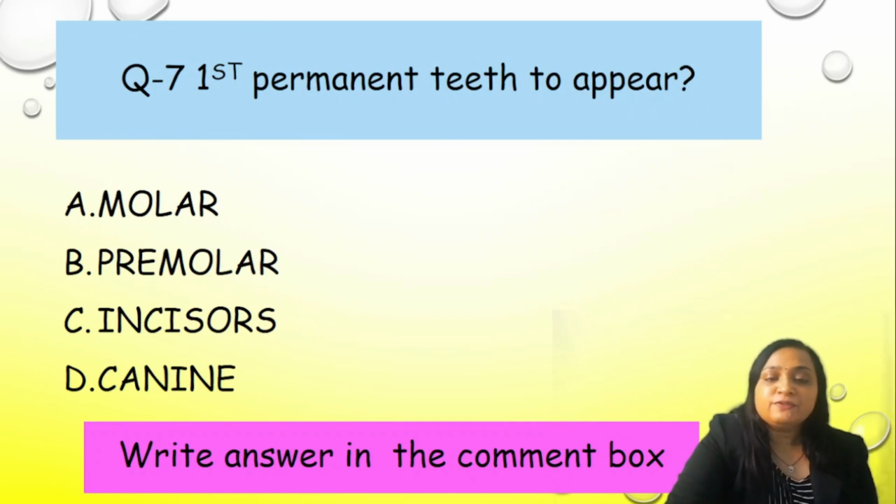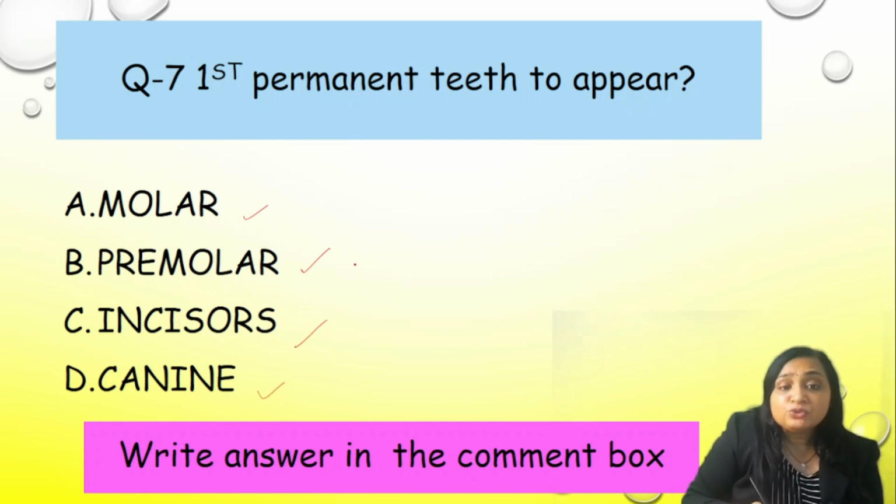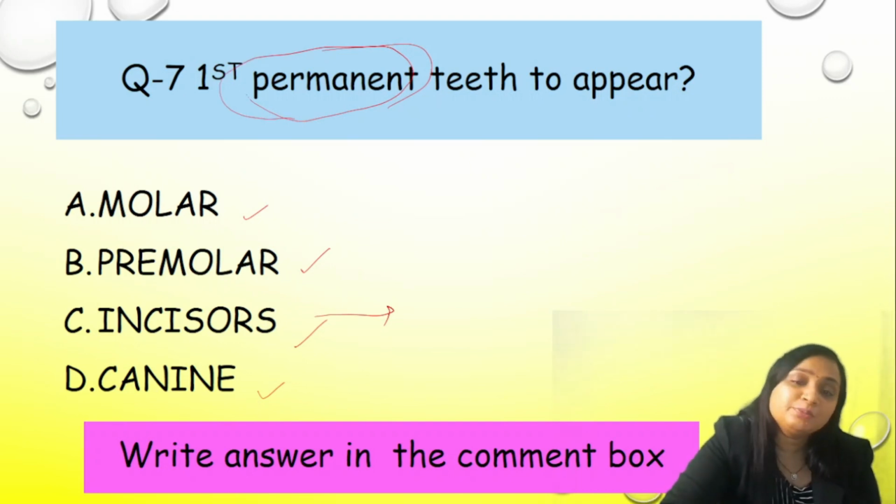Question number 7. First permanent teeth to appear. Your options are A molar, B premolar, C incisor, or D. Many a time, many students will tick the incisors, but it is not a permanent one. You have to read the question carefully. It is about permanent teeth and not primary dentition.